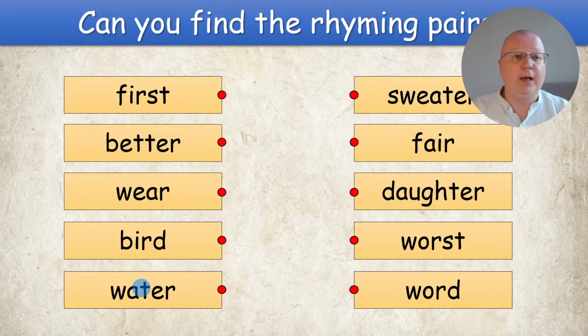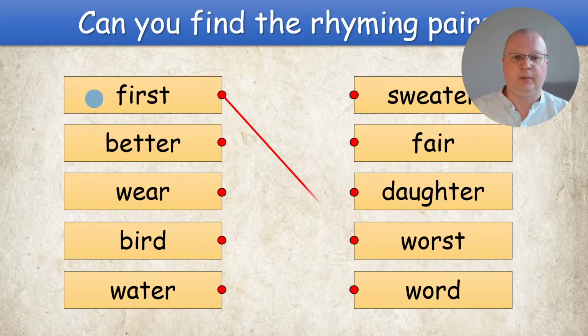Now let's do the exercise. Can you find the rhyming pairs? So you do this exercise so your students get to practice and understand what rhyming pairs are. So for example, you can invite a student from each team. You give them the first word first, and then they need to run to the board and write the rhyming pair. For example, first, worst. Whoever does it first gets a point.